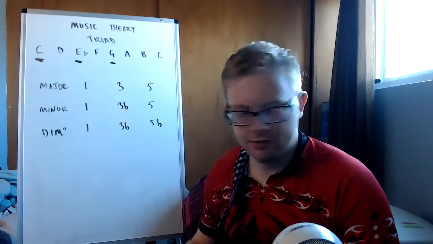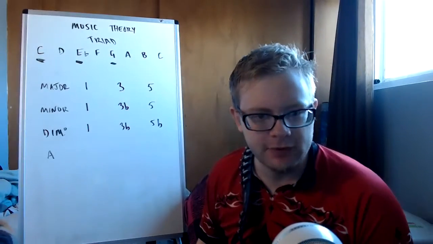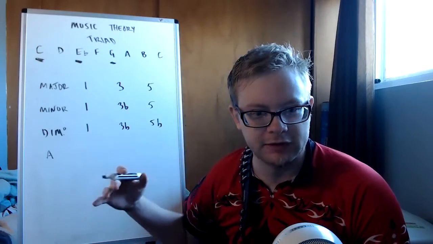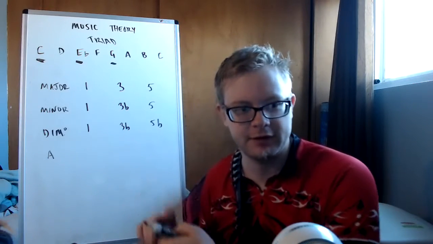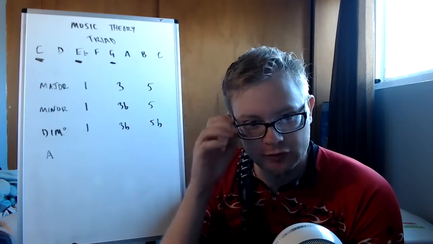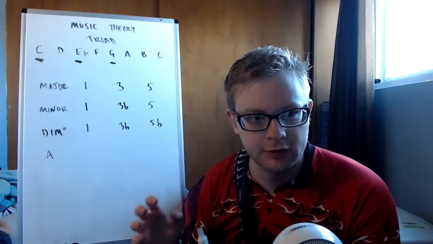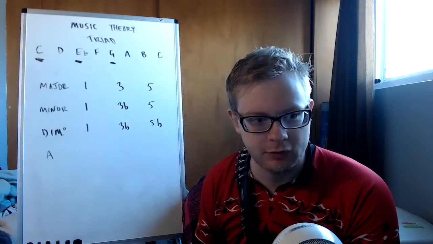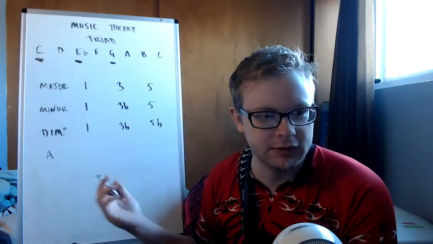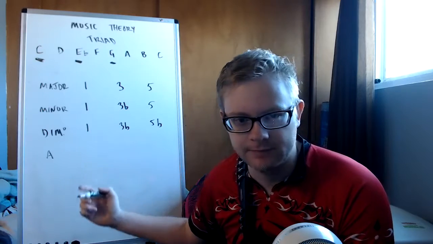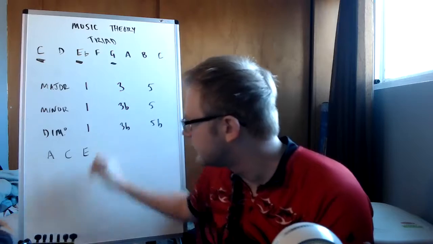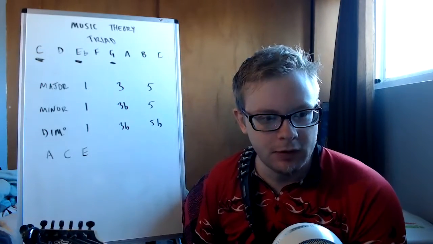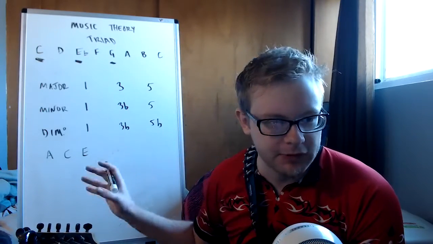Let's try A. So let's try the A triad. Now, if we count these letters, we have to count the first letter of the scale, the third letter, and the fifth letter. Now, I would highly encourage you to memorize triad notes, like the chords. I happen to know that the notes of A are A, C, E, and I've just memorized that. So I would highly recommend to memorize these letters. A, C, E are the components of the A chord.